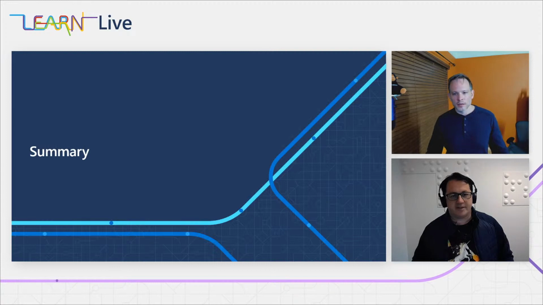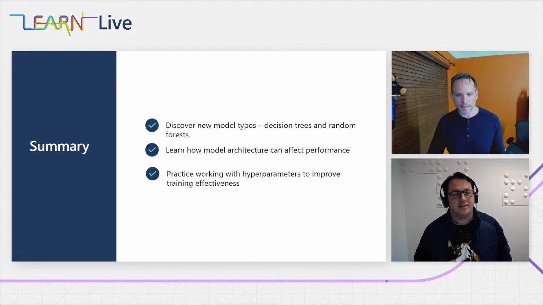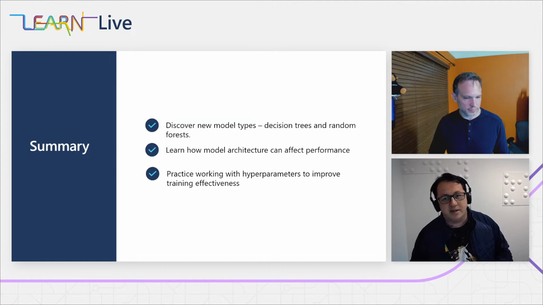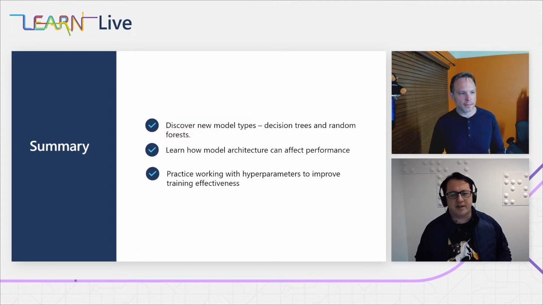Cool. And that takes us to our summary, or our end slide for today. We've actually covered a fair bit, and it's been fun. It's been a step away from the mathematical constructs that we've had in previous sessions. But yeah, certainly looking at decision trees and random forests.